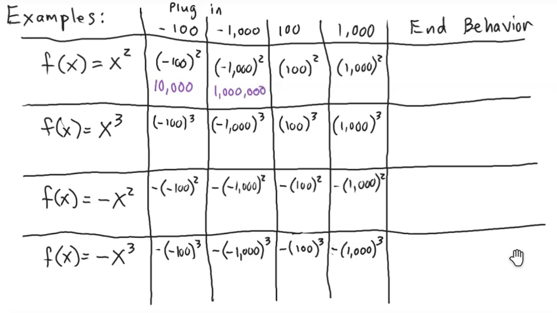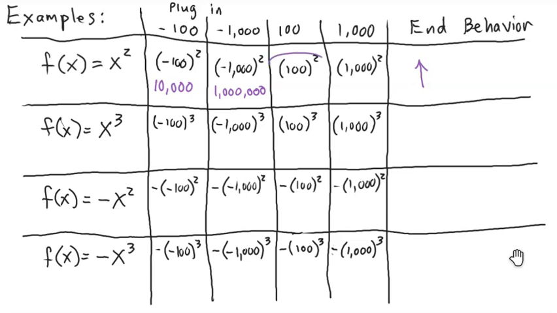And what that means is, as we plug in negative numbers, more and more negative, look, we go from 10,000 up to 1 million. Those are both positive numbers and becoming more positive because a million is more positive than 10,000 is. Therefore, the left side end behavior for x squared is going to be an up arrow because the numbers are becoming more positive. Now let's look at the right side.